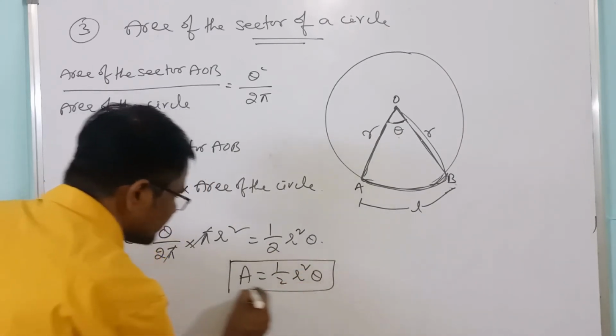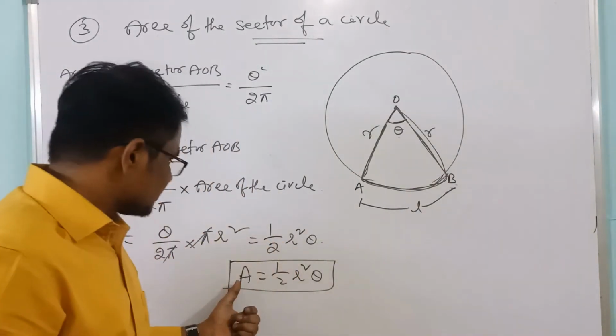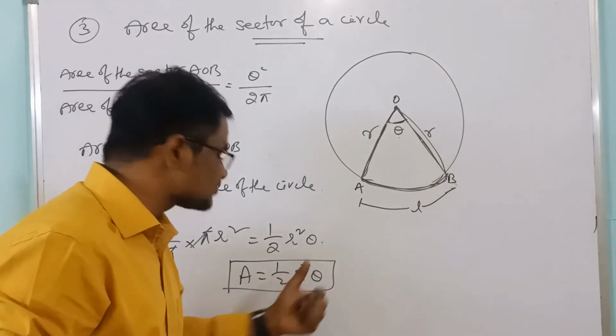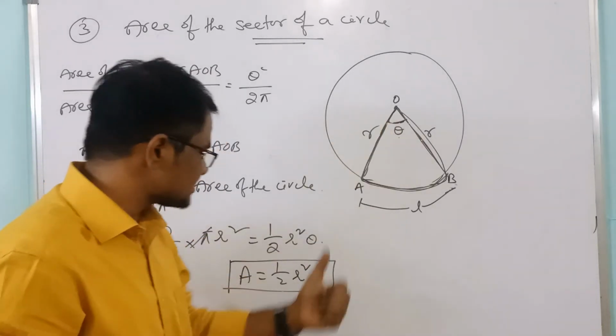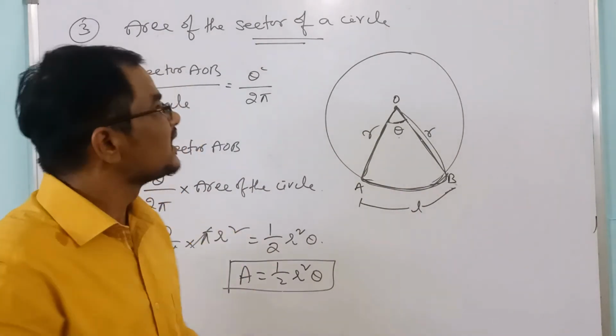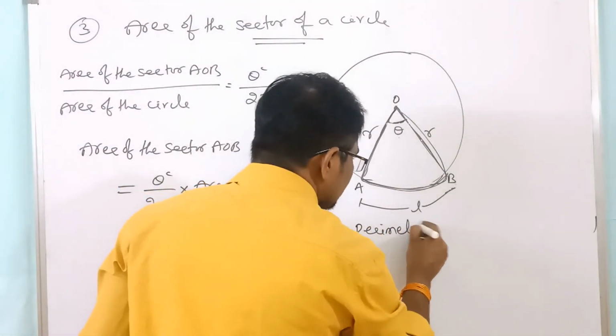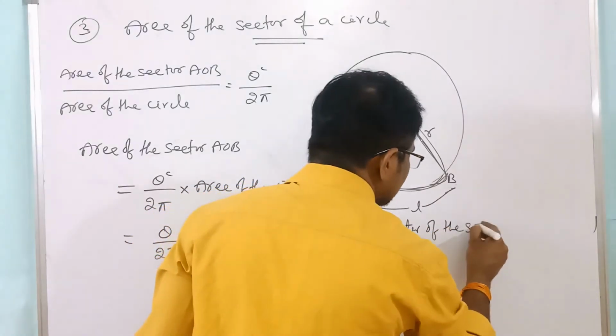If the area of the sector is denoted by A, the formula is what? A equals 1 by 2 r square theta, where r is the radius of the circle and theta is the angle subtended at the center of the circle. Okay? Suppose they are asking for the perimeter. Perimeter of the sector is asked.